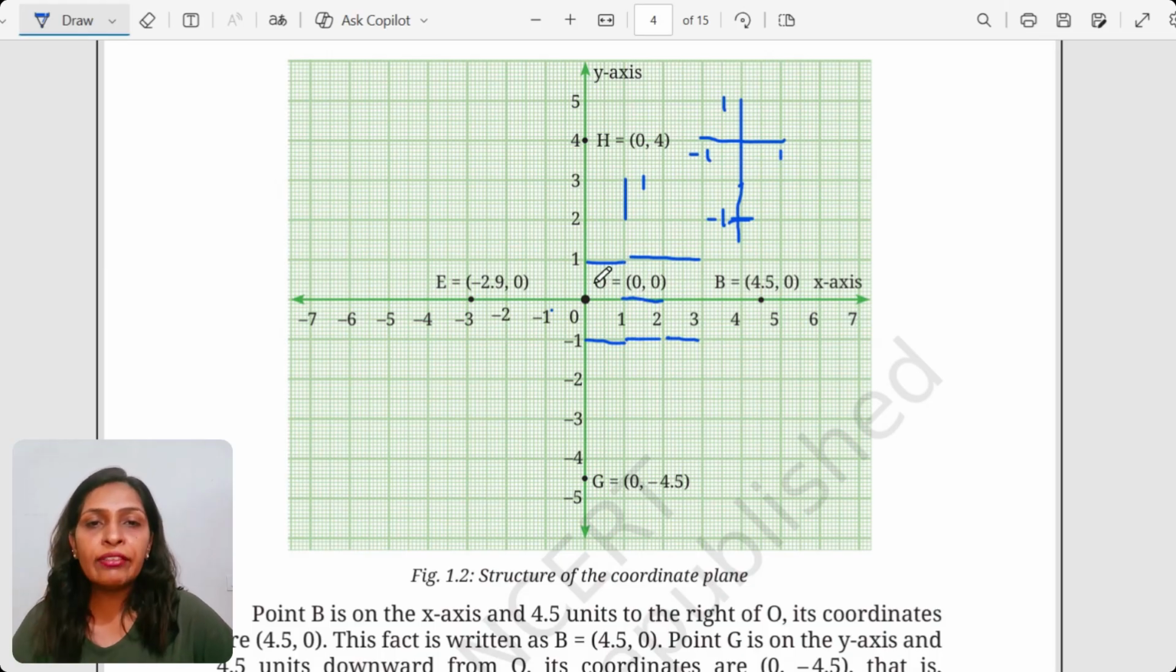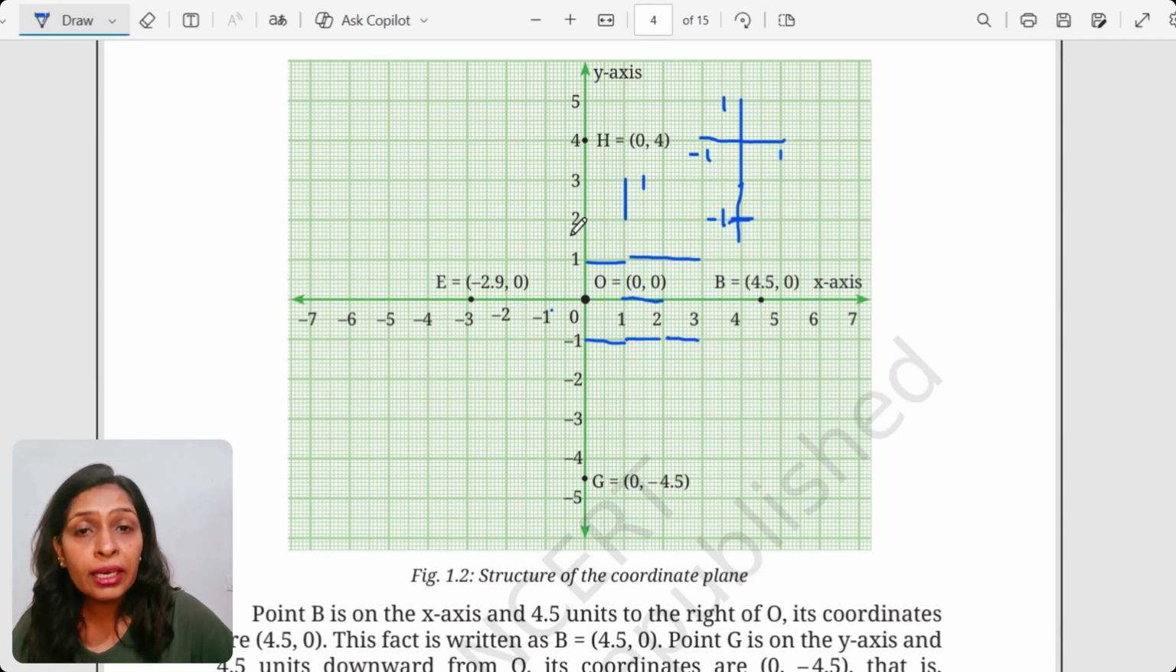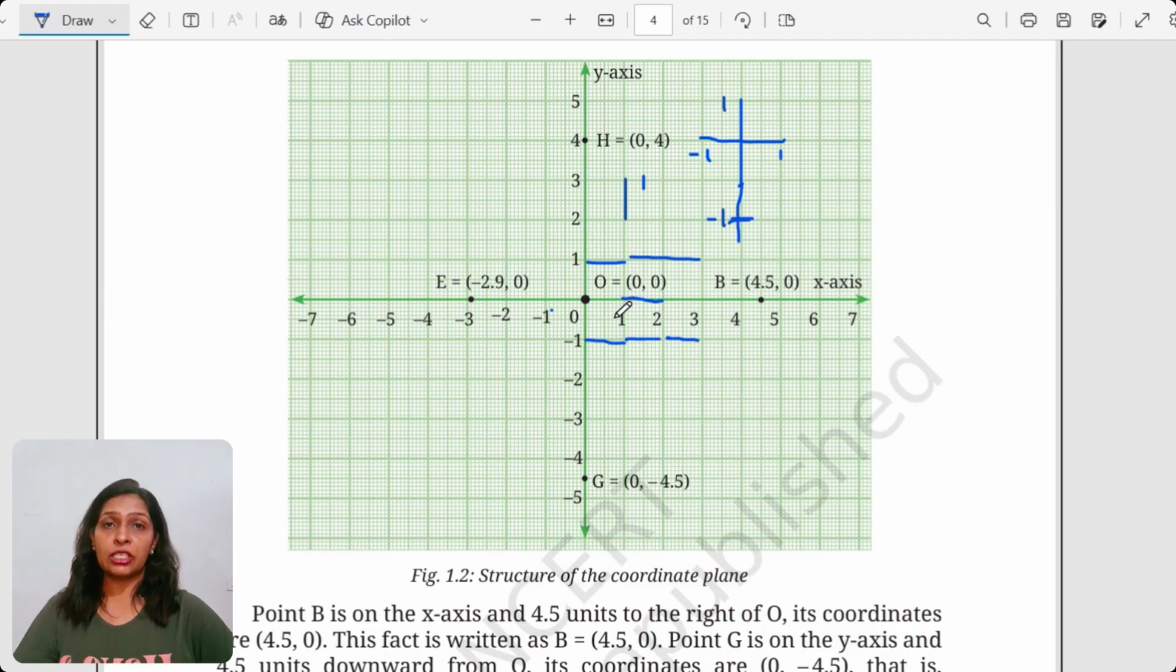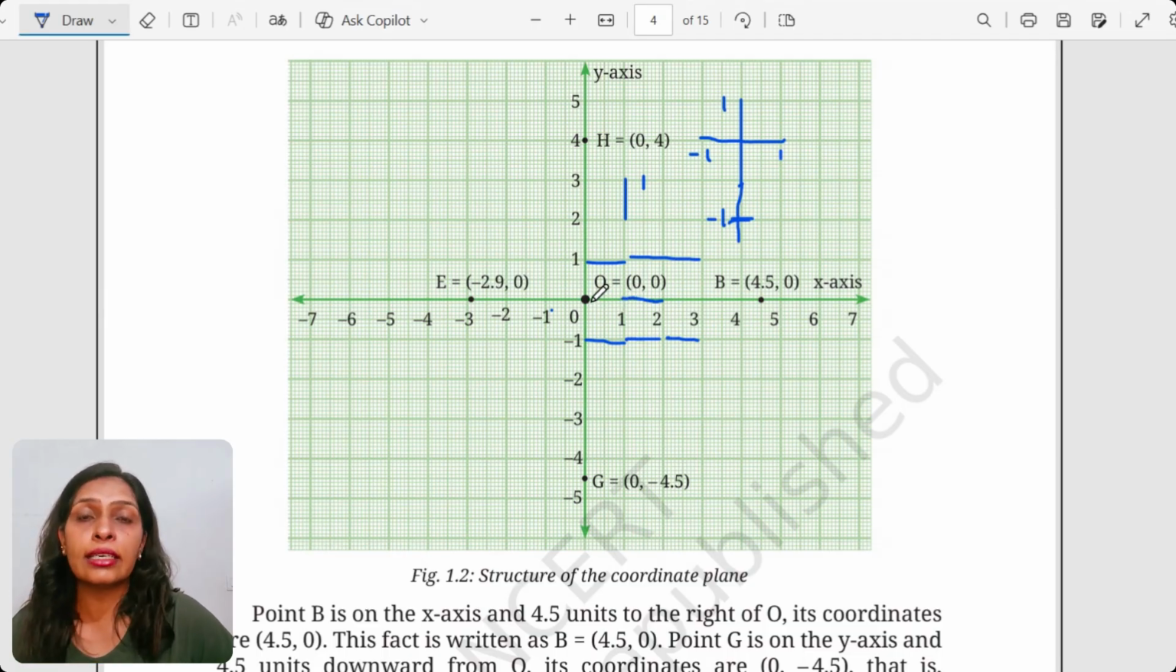So be very, very careful when you are beginning with the Cartesian plane. It has to be properly made, because if the Cartesian plane is incorrect, whatever point you are going to plot on it is going to be incorrect.